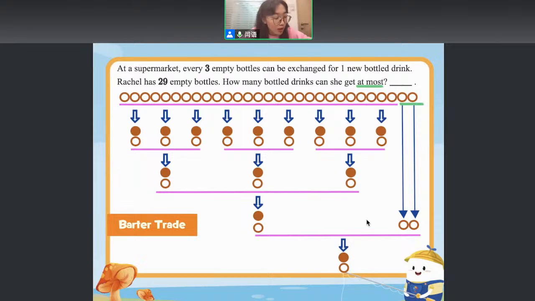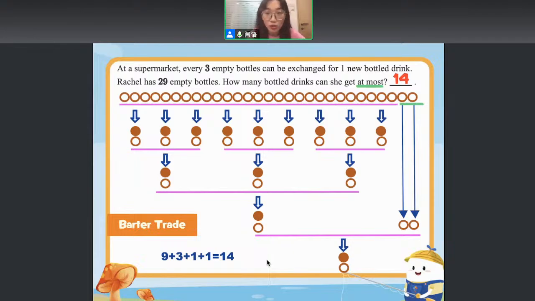So now, everyone, you see, actually, how many drinks can she get at most? You only need to count how many circles are there, right? You now only need to count how many solid circles there are. So here, let's have a look. How many are there in total? 9 plus 3 plus 1 plus 1 in total, that is 14. So this is the answer. Okay, 14. Understand?